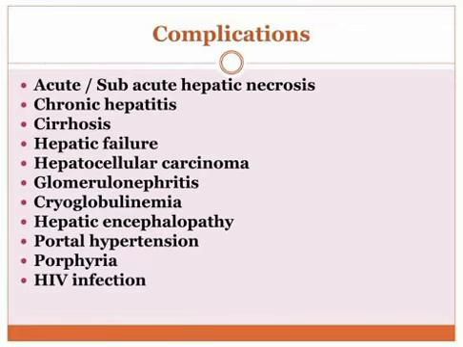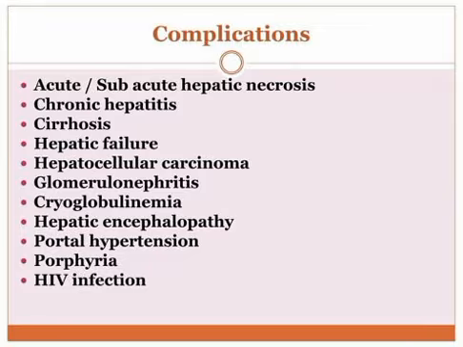Complications of hepatitis. The complications of hepatitis include acute or subacute hepatic necrosis, chronic hepatitis, cirrhosis, hepatic failure, hepatocellular carcinoma, glomerulonephritis, cryoglobulinemia, hepatic encephalopathy, portal hypertension, porphyria, and HIV infections. So these are the complications associated with hepatitis. Mainly here, acute and subacute hepatic necrosis includes the scarring of the liver.